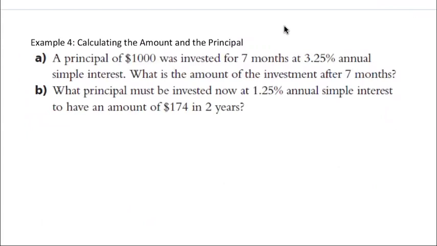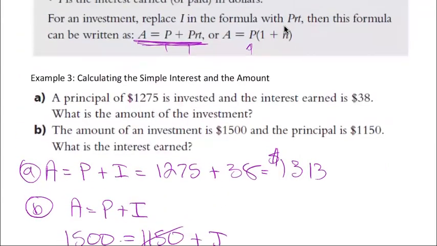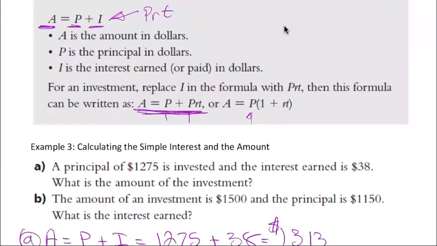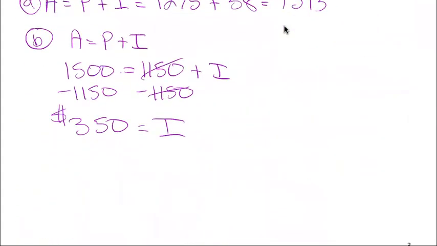Question A, a principal of $1,000 was invested for 7 months at 3.25% interest. What's the amount invested after the 7 months? So you could calculate the simple interest and add it back to the principal, or you could use maybe one of these formulas that allows you to do it all in one step. Your choice. I like to keep it simple.